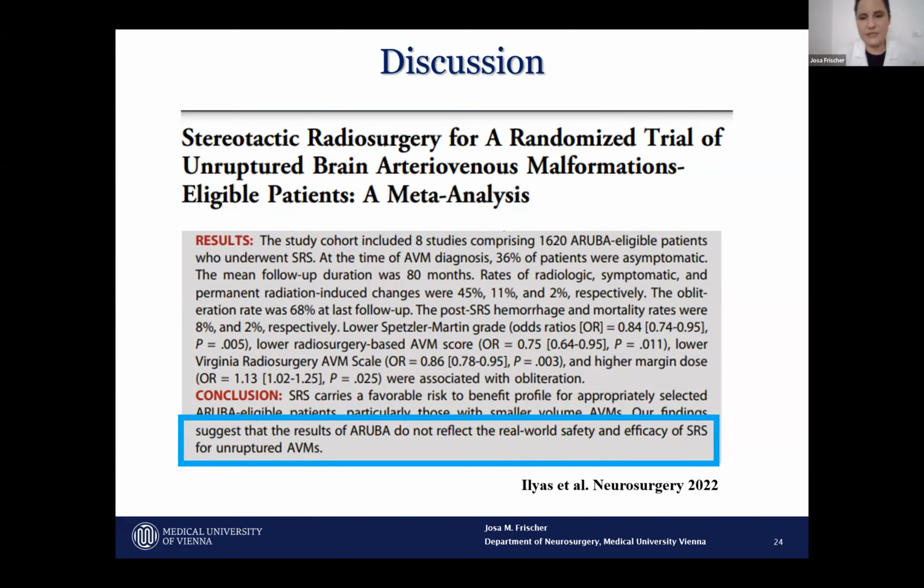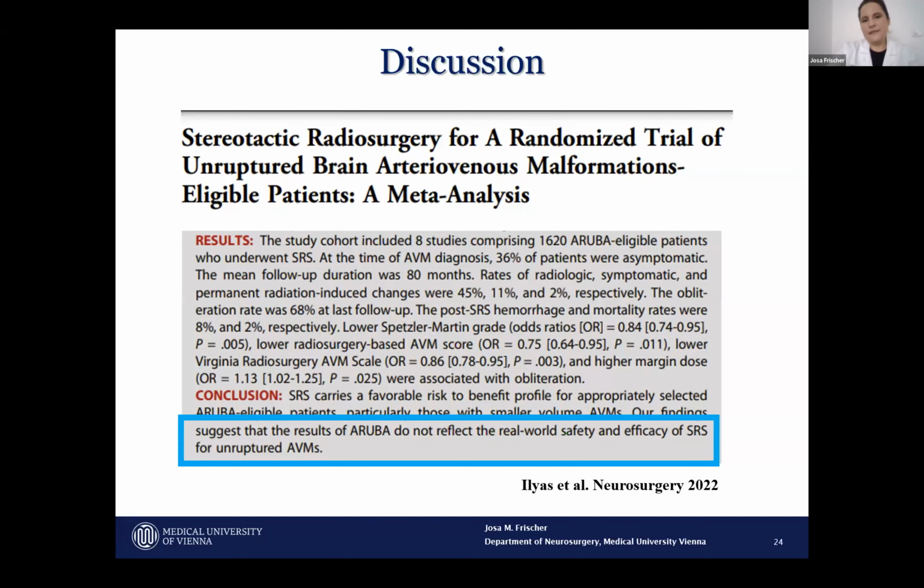So why do I mention it now? Because the conclusion was that our findings suggest that the results of the ARUBA do not reflect the real-world safety and efficacy of stereotactic radiosurgery for unruptured brain AVMs. Okay, so far, obviously, I agree with that.